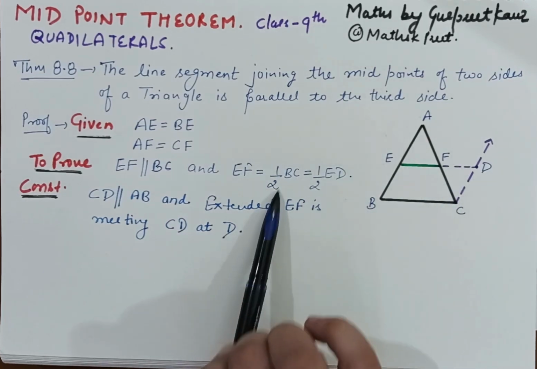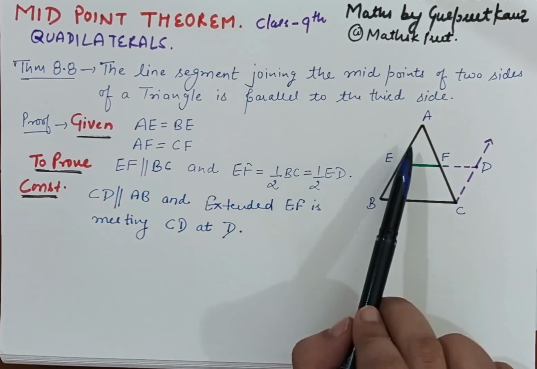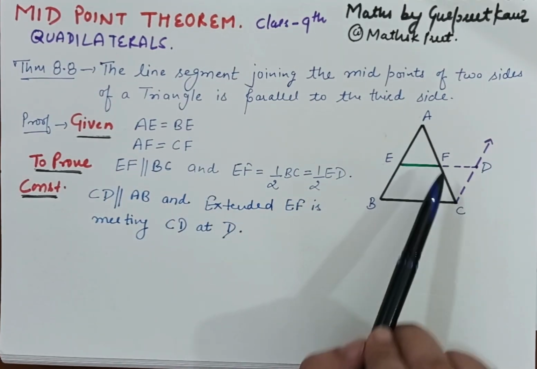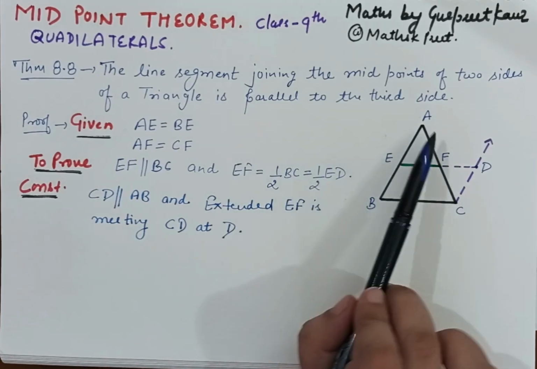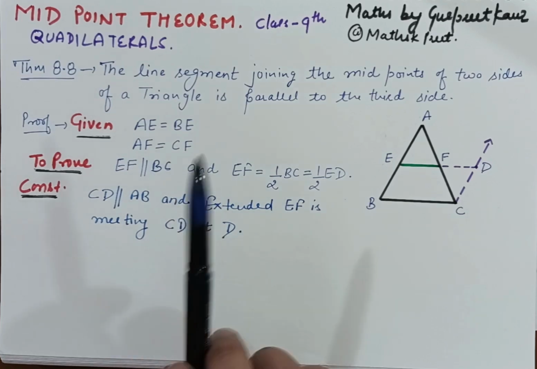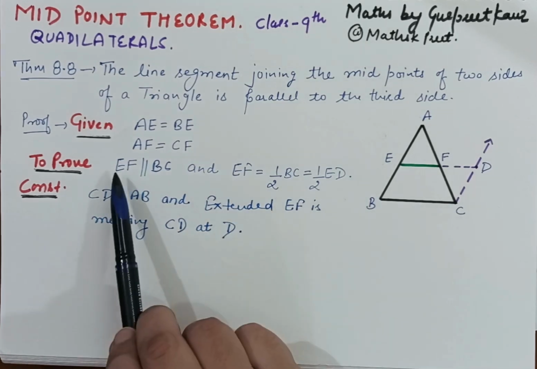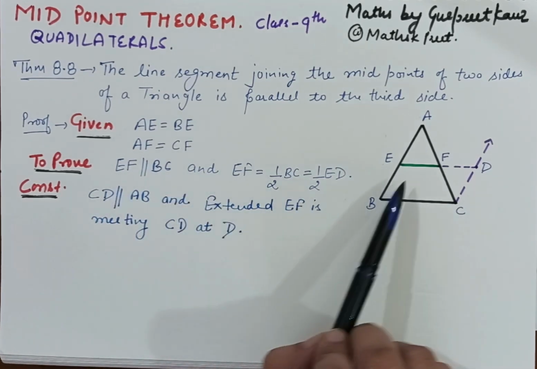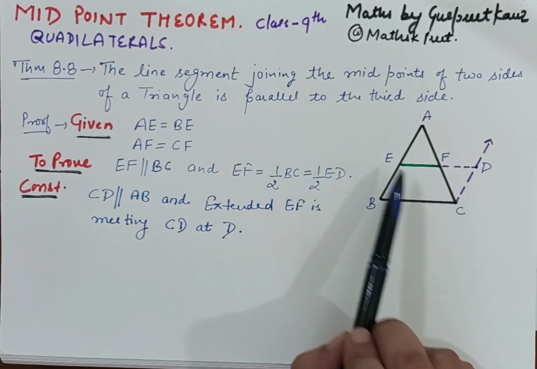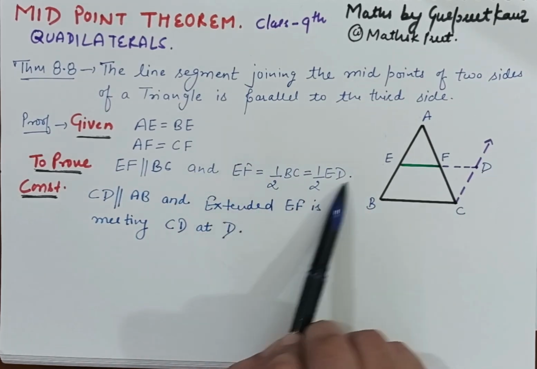Let's see what we have to prove and what is the construction here. So in this triangle ABC, what are we having? We are having AE is equal to BE and AF is equal to CF. Why? Because these are the given midpoints of these two sides. What we have to show? We have to show that EF is parallel to BC, and further we have to show that this EF is equal to half of BC, or this EF is equal to half of ED. This thing we have to show.